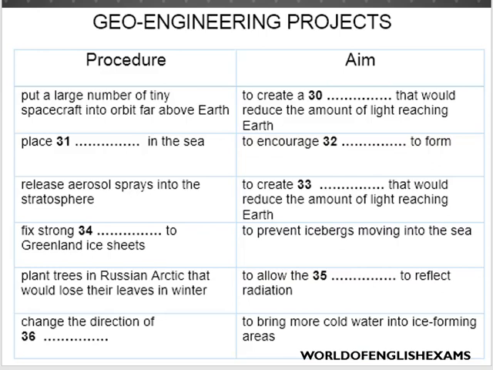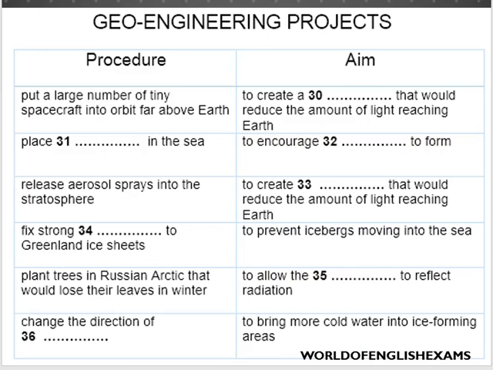Okay, then plant trees in Russian Arctic that would lose their leaves in winter. So we are going to plant trees in the Russian Arctic that could lose their leaves in winter to allow the dash to reflect radiation. Again, the is an article followed by which there is a blank. So the answer definitely is a noun. Whether it is a singular noun or a plural noun, that we need to look in the passage. Finally, change the direction of dash. Here, of is a preposition. After a preposition, if there is a blank, again the answer is a noun.